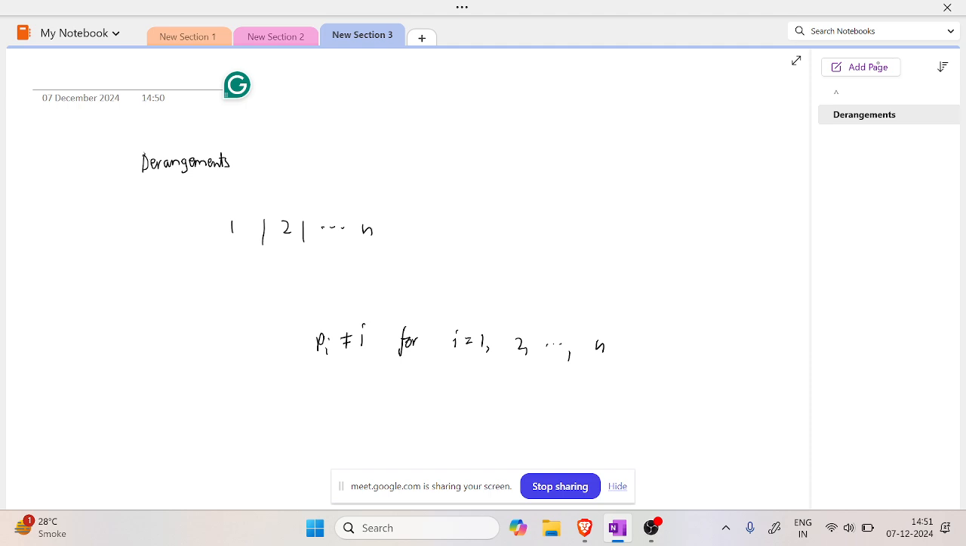So what you can do is fix the set of elements that are sure to be fixed points. Basically, what we'll try to do is complementary counting. Complementary counting is where you have n factorial, the total number of permutations, minus the number of permutations with at least one fixed point.